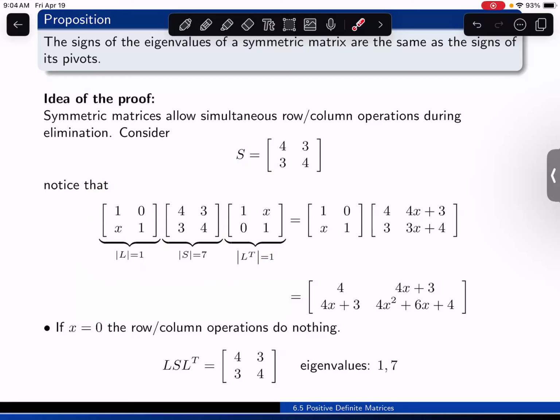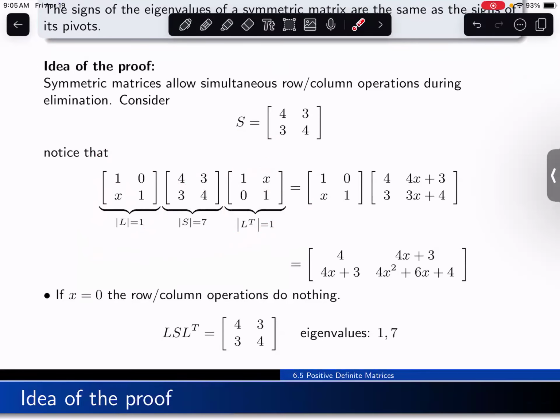And so if you just write a general x, if you look at this, you can kind of see that x should be equal to -3/4 if you wanted to cancel out this 3 here and this 3 here. But we'll just leave it as a general x for now. And so if you follow through with this multiplication, you end up getting the following matrix.